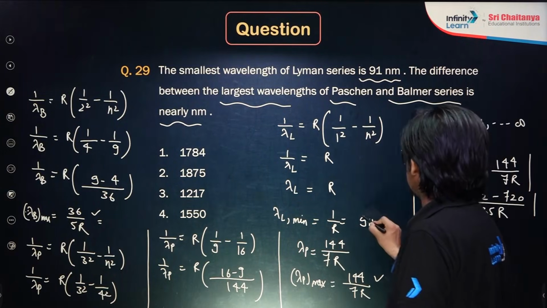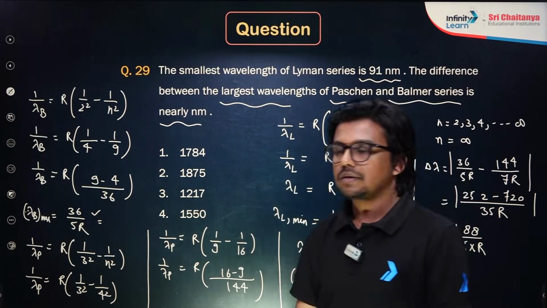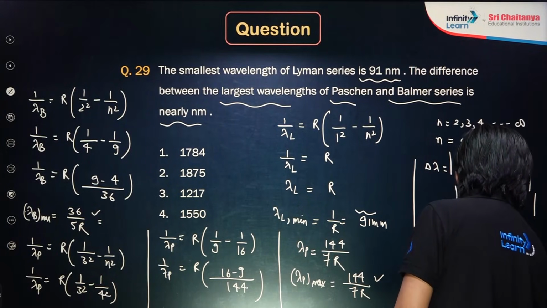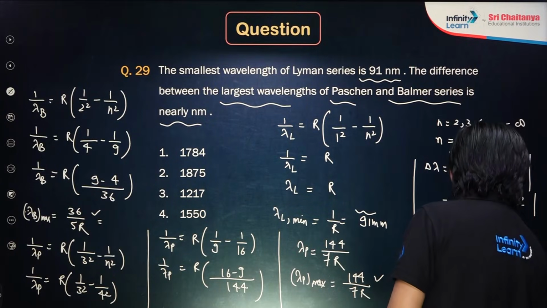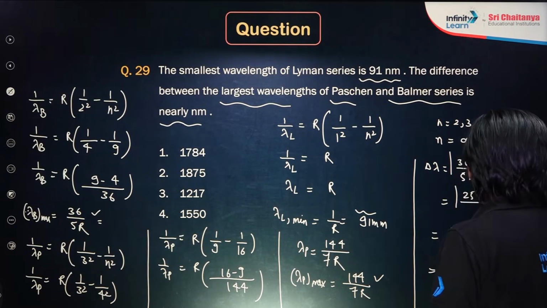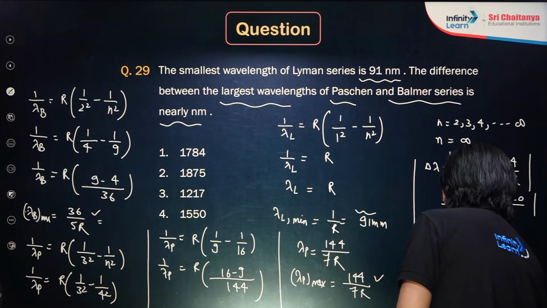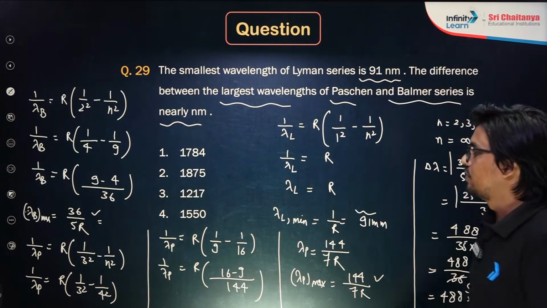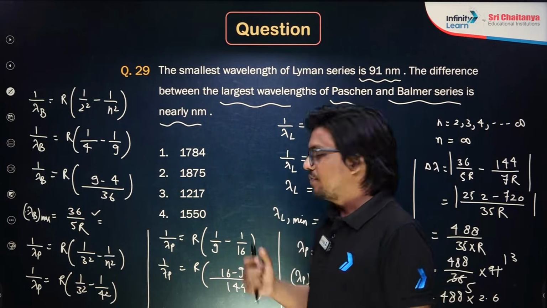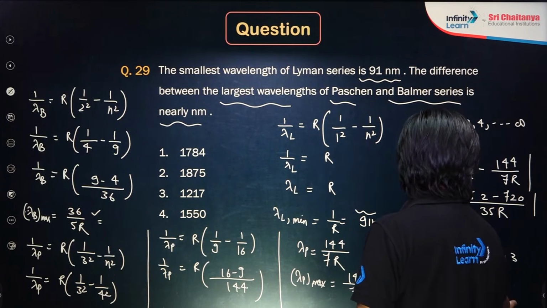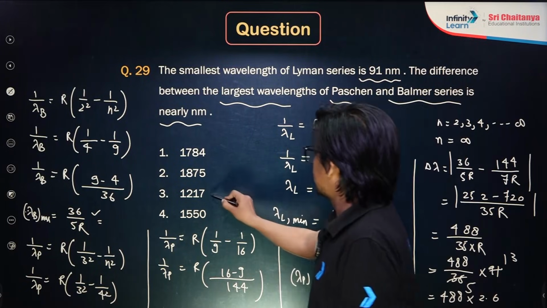But according to the question, this 1 by R is 91 nanometer. So you can put this value: 468 divided by 35 into 91. So 7, 5, then this is 13. So you are going to get 468 into 2.6. If you calculate 468 into 2.6, this is nearly 500 into 2.6. 500 into 2 is 1000 and 300. So this should be the answer.